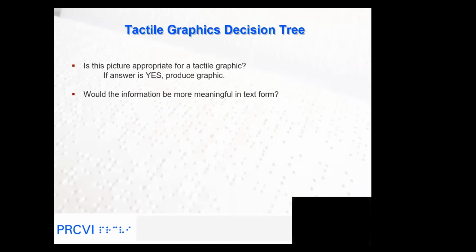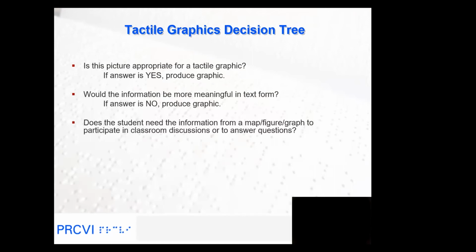When we get a document to transcribe and it has an image, we need to decide whether to make a tactile or not. Criteria for including a tactile can be based on these questions. Is this picture appropriate for a tactile graphic? If the answer is yes, produce graphic. Would the information be more meaningful in text form? If the answer is no, produce graphic.